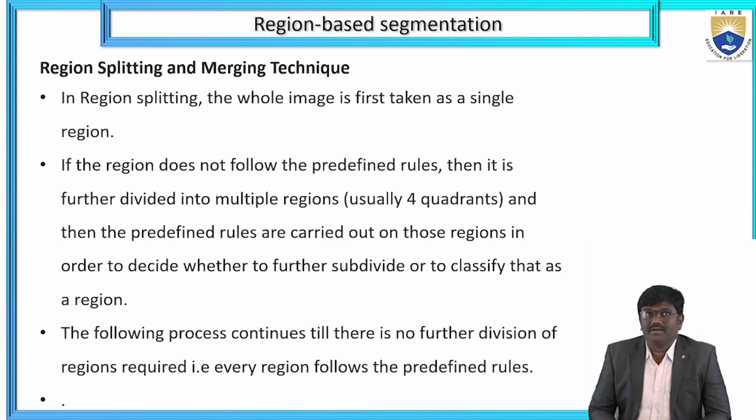Next, coming to the other technique under region based segmentation: the region based splitting and merging technique. In region splitting, the whole image is first taken as a single region. If the region does not follow the predefined rules, then it is further divided into multiple regions, usually 4 quadrants. The predefined rules are then checked on those quadrants in order to decide whether to subdivide further or to classify it as a region.